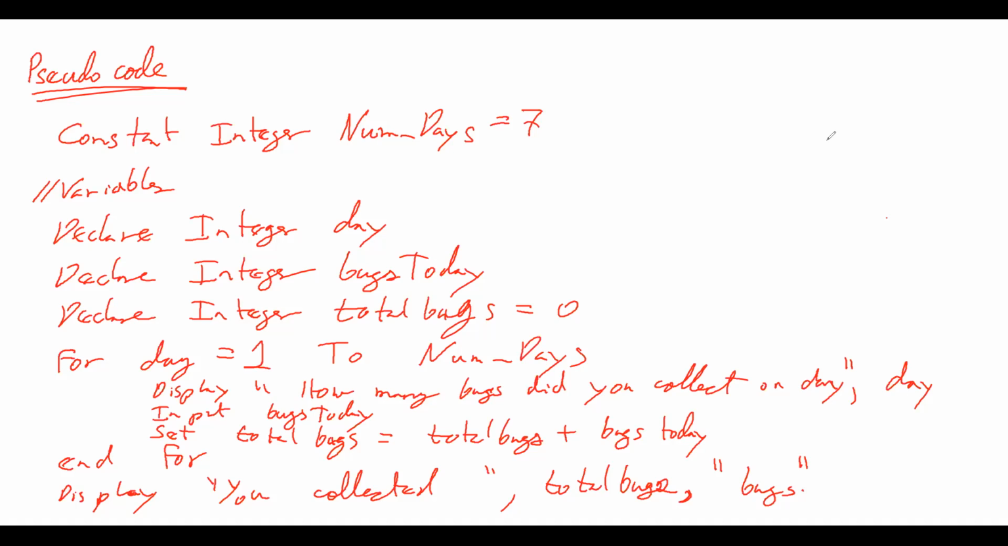So that's the pseudocode, declared some variables. We got the for loop going there. And then we display the result. So we did that. Now let's go ahead and look at the flow chart. We need to do an example of the flow chart always. So in the flow chart, we are going to do pretty much the same thing.